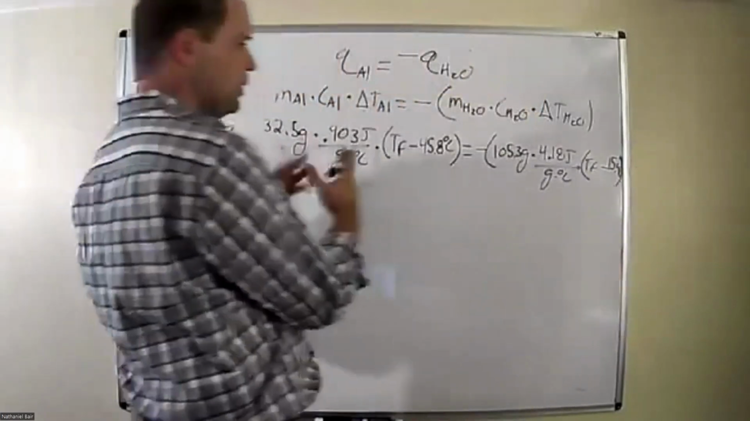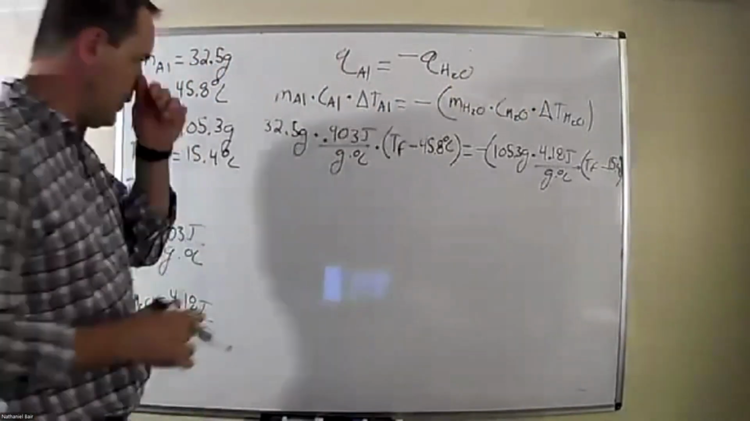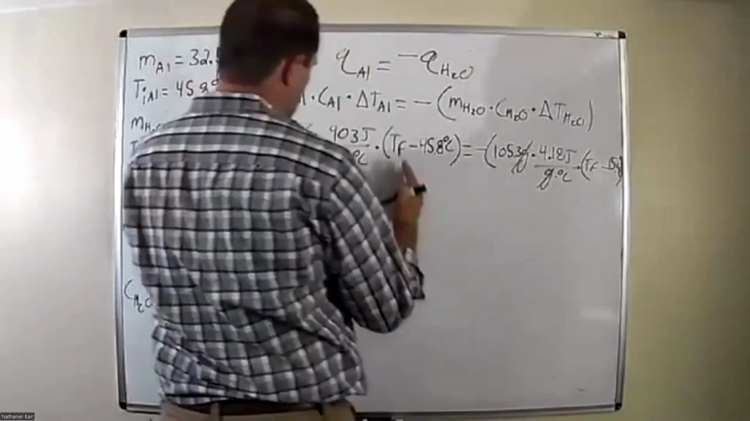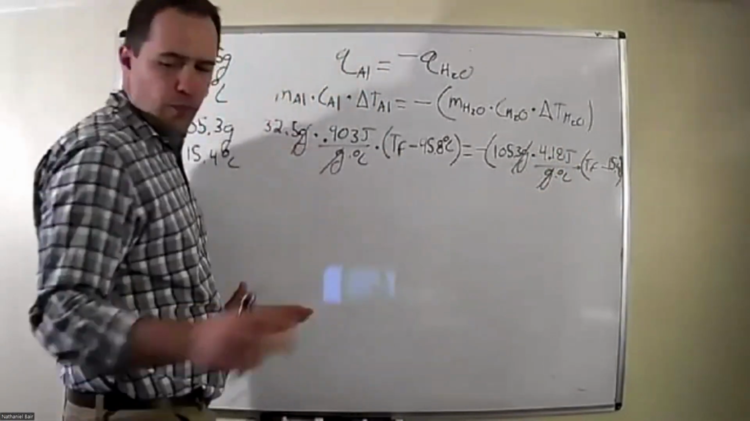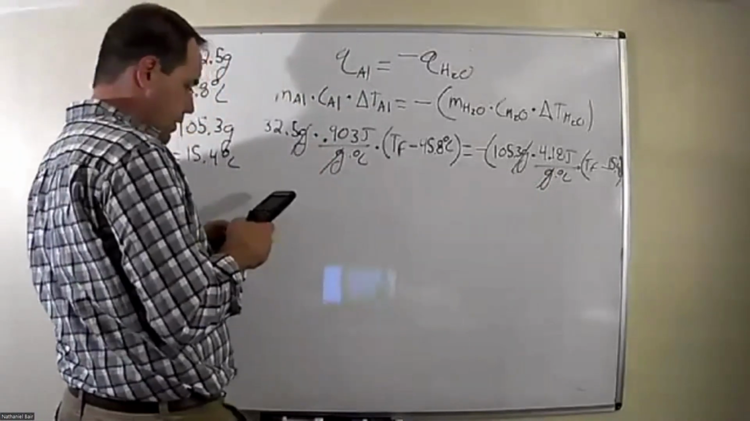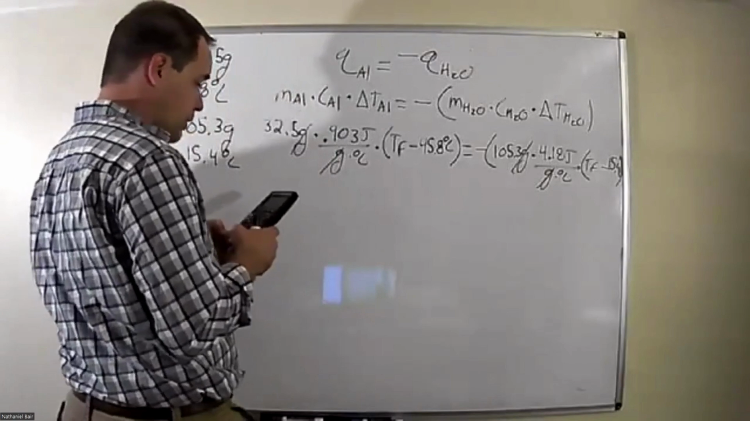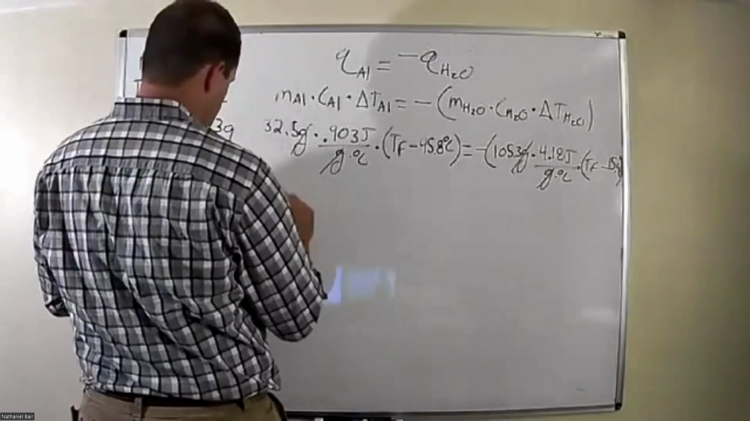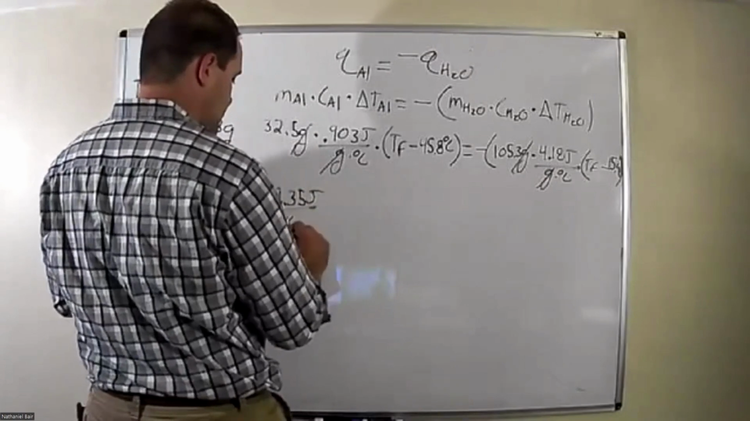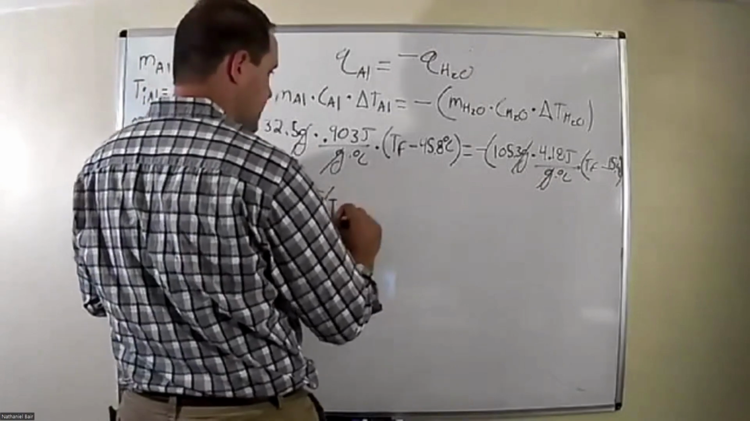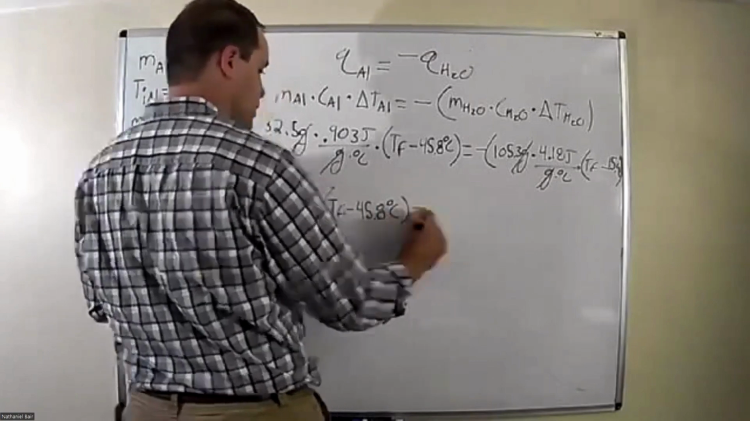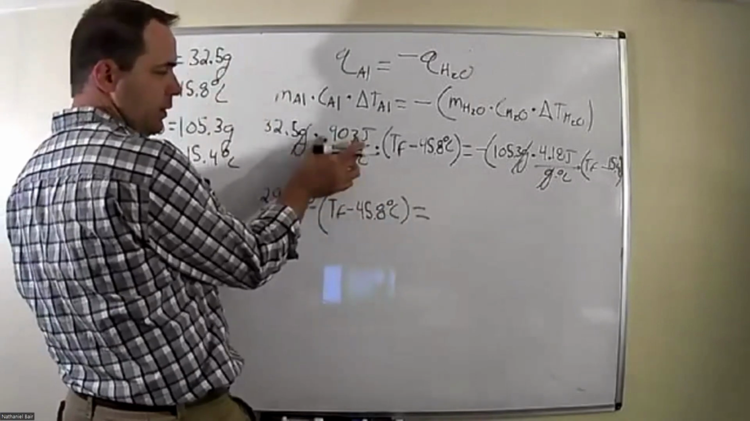All right, now we're going to start combining stuff. It's going to get a little cleaner. I'll be able to fit it in. So grams are going to cancel out here on both sides. Let's multiply these two before we distribute. So 32.5 times 0.903, that's 29.35 joules per degree C times the quantity TF minus 45.8 degrees C. We're going to distribute here in the next step. I just multiplied those two.